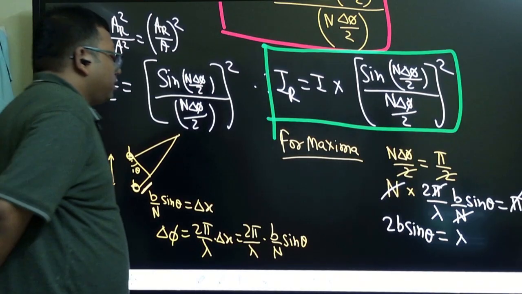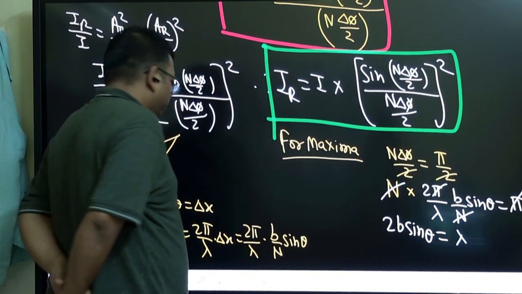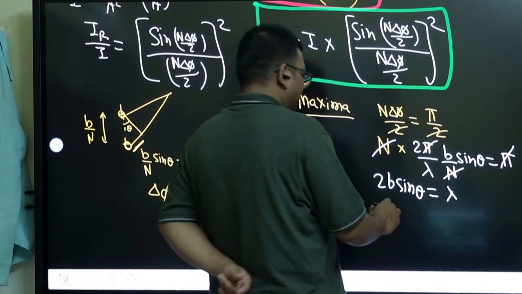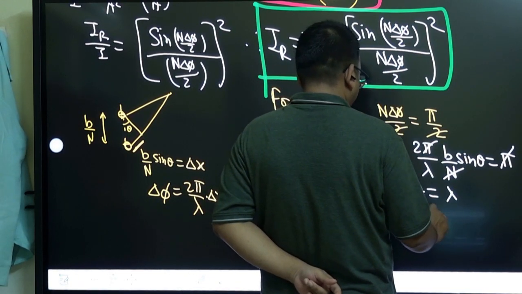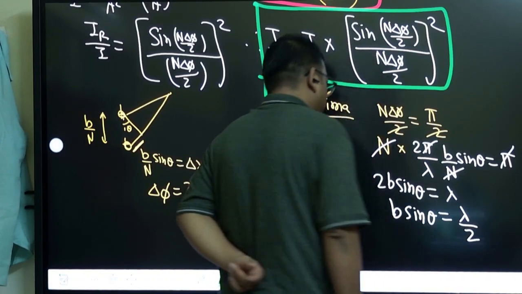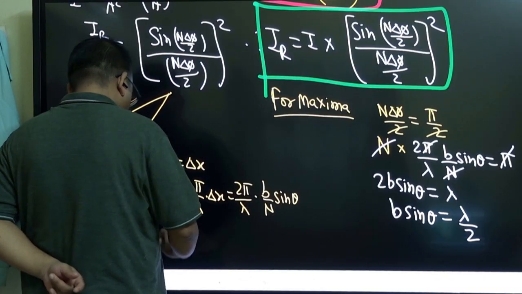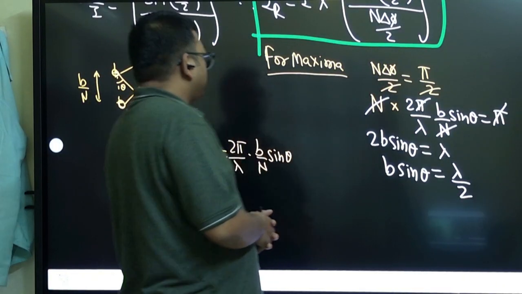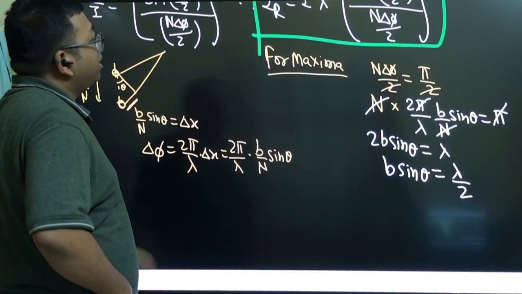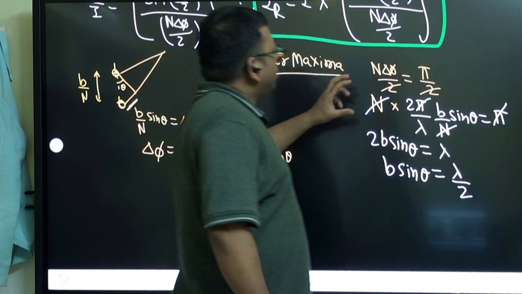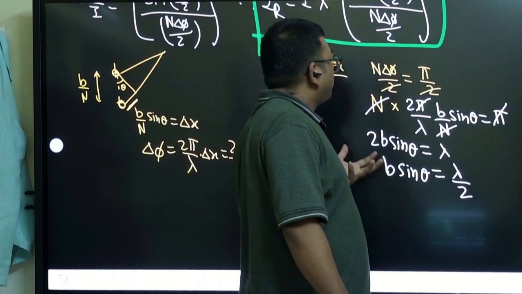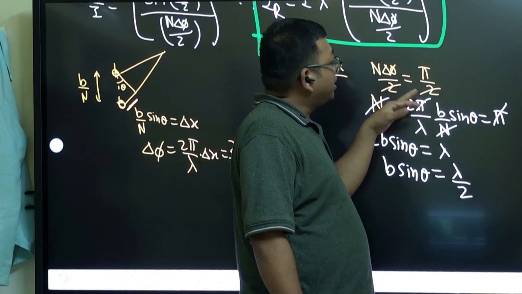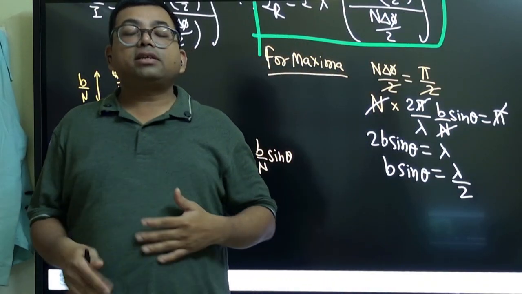2b sine theta comes as lambda. So what is b sine theta? b sine theta comes as lambda by 2, right? So here we have taken the condition. Remember, this condition we have taken pi by 2 because for sine we wanted the maximum, so the angle should be 90 degrees. Correct, right?